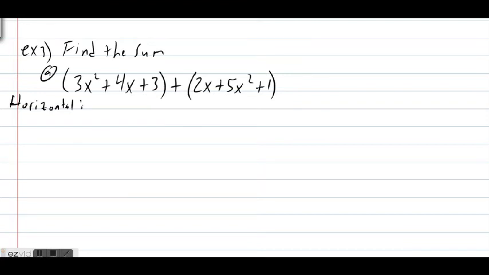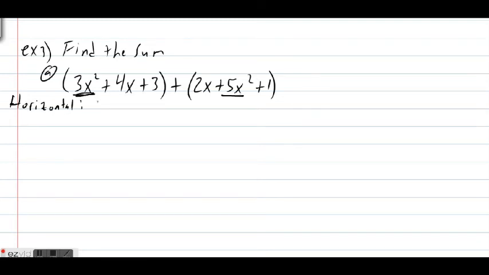They call this a horizontal method of adding. And it's fairly simple because you're just combining like terms. And remember, what does it mean to be a like term? A like term is just the same variable, so 3x to the second power, 5x to the second power. So like terms are the same base raised to the same power. The variable has to be the same, the exponent has to be the same.